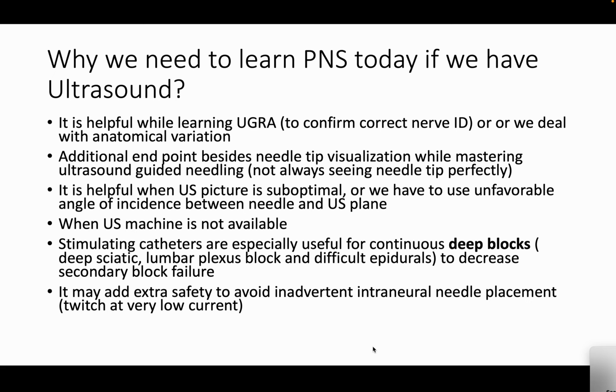It is helpful when the ultrasound picture is suboptimal, or we have to use an unfavorable angle of incidence between needle and ultrasound plane. It's helpful when you don't have an ultrasound machine, and especially it's helpful when you place a stimulating catheter for a deep block, such as deep sciatic or lumbar plexus block, or a difficult epidural, because stimulation allows us to decrease secondary block failure. There's also a notion that it might add extra safety to avoid inadvertent intraneural needle placement when you see a reach at very low current. So altogether, UGRA is great, and you can probably do good UGRA without stimulation, but there's a good place for PNS, peripheral nerve stimulation, and we're gonna learn it today.